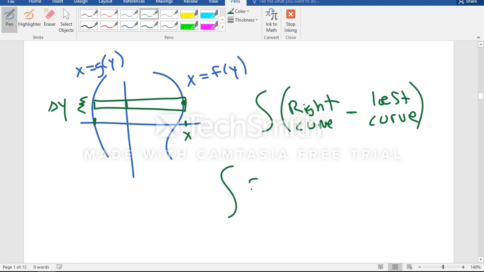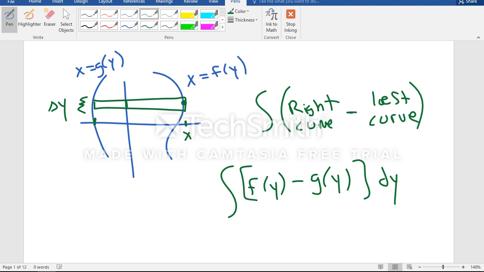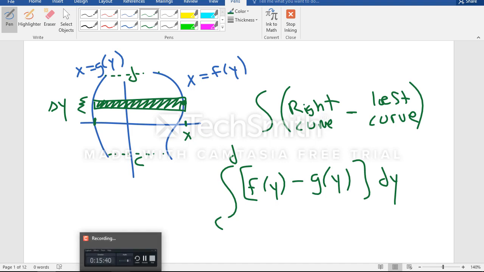So you typically see something like this: f at y minus g at y, notationally, and then we have a delta y as the thickness of our integrals. Usually most textbooks will say this is the lower limit of c, this is the upper limit of d, and those will be our limits of integration. So conceptually, it's the same exact thing that we did in our first example. We're finding the area between two curves, but in this case, the curves are functions of y.